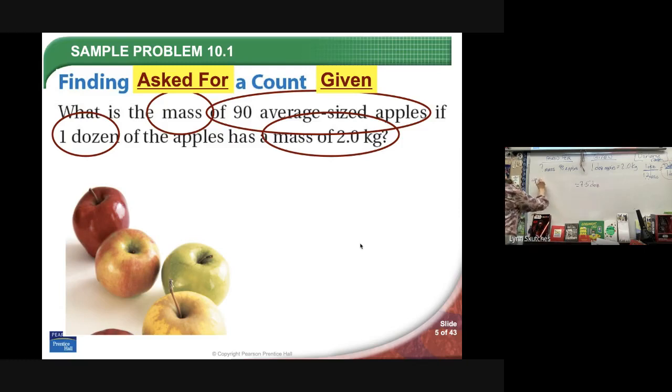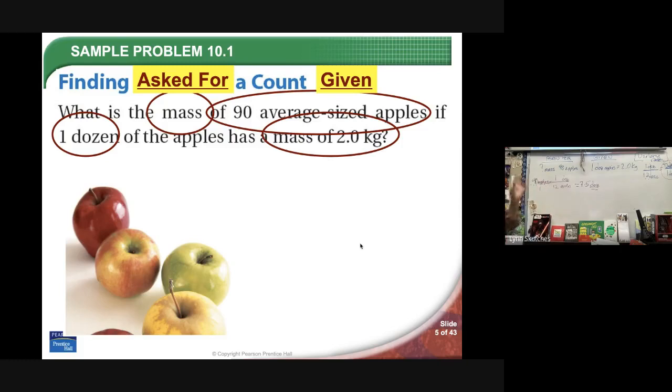Okay, 90 apples times, what are we trying to get to? Dozens, apples, dozens of anything, right? Okay, so this is what she said. She said, take 90 and divide by 12. She's absolutely correct. There's nothing wrong with what she said, okay?